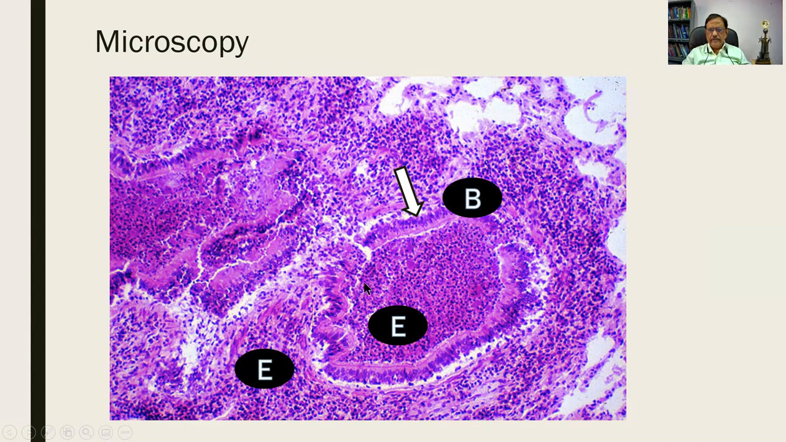And it is not confined to the bronchus. You find that it goes outside also. It is peribronchial in location. So there can be ulceration, and so many other things can happen. B is for bronchus. E is for exudate, and another E also, that is exudate. Usually it is a neutrophilic exudate that we see because it is an acute inflammatory lesion.